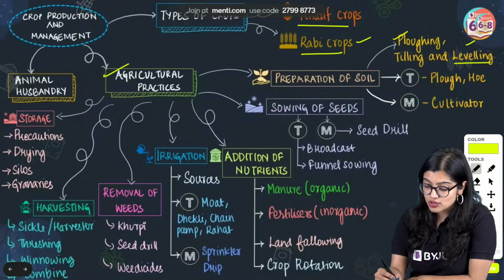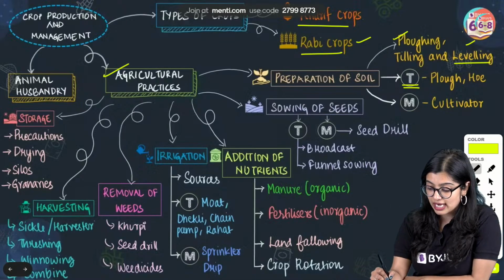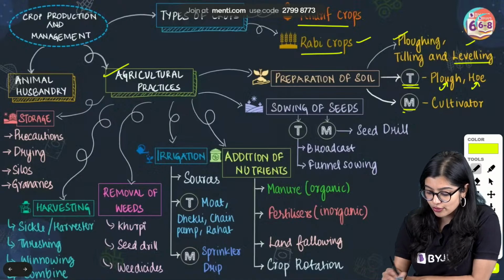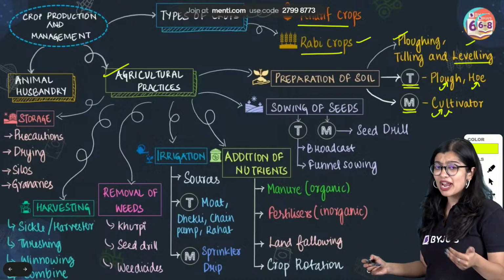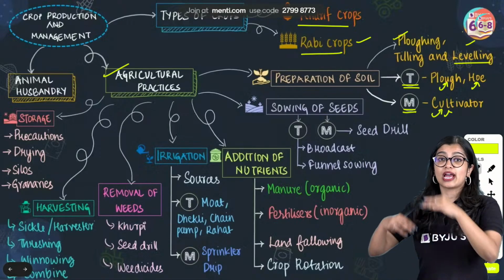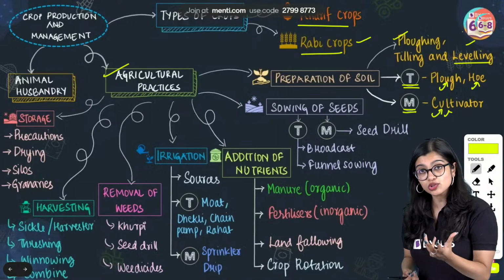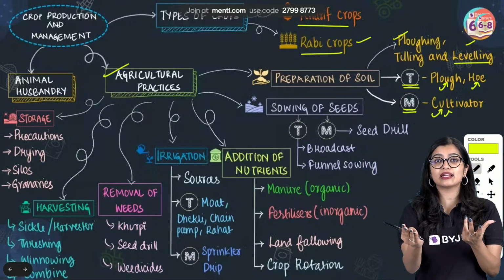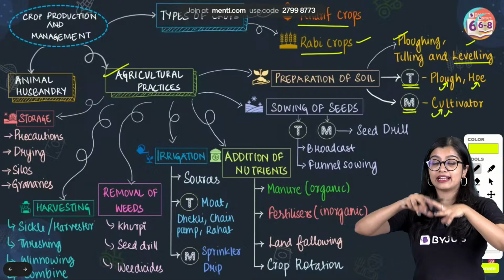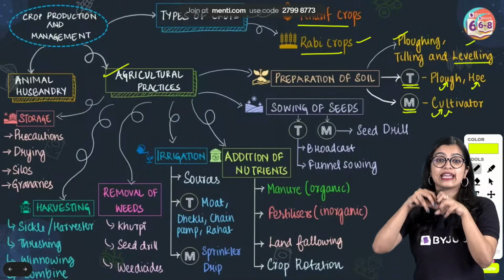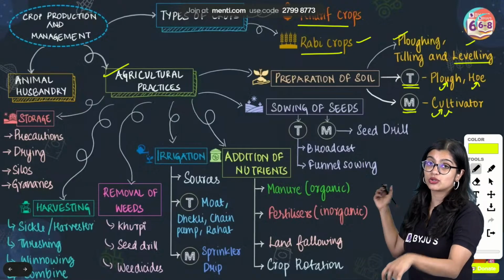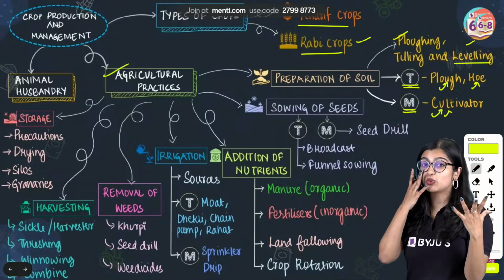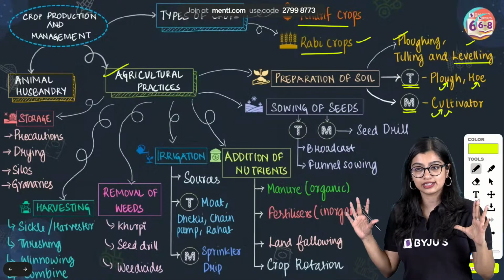So what do we use? We can use traditional tools like plow or hoe, or you can use modern tools like cultivator. Yes? Now, why do we have to prepare the soil? So that we can make sure that the soil is loose, so that there is airflow. The roots can penetrate inside as they grow, right? And it also helps in mixing the nutrients well and equally distributing them.